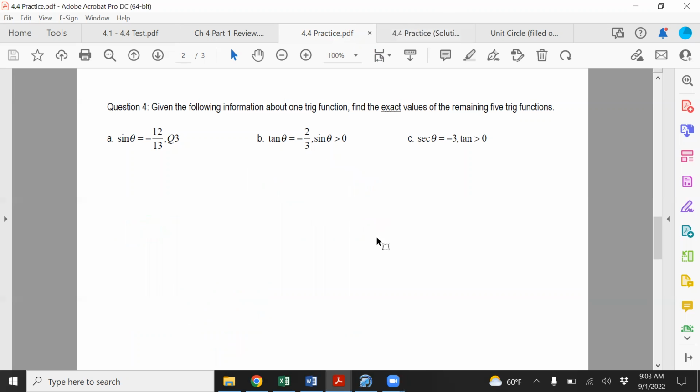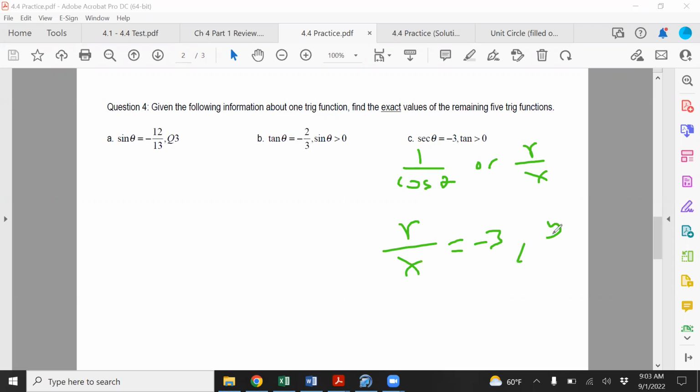And lastly, for part C, secant. Secant is 1 over cosine theta, or r over x. So r over x equals -3. And y over x is greater than 0 because tangent is y over x. We know this. If r is positive, x has to be negative. Do you see why x has to be negative? X has to be negative if r is positive because r over x equals -3. Also, y is going to be negative as well, because y over x is positive, greater than 0. That's negative y.